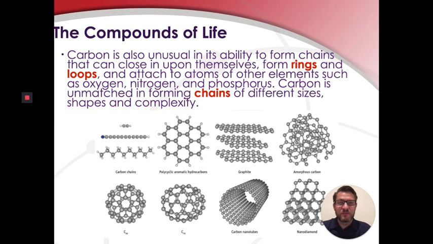A lot of sports equipment is now being made out of what we call carbon fiber, which is made out of a combination of these nanotubes and other materials. The fact that carbon can take all these different shapes means that it's very, very versatile in terms of making the compounds necessary for life to thrive.